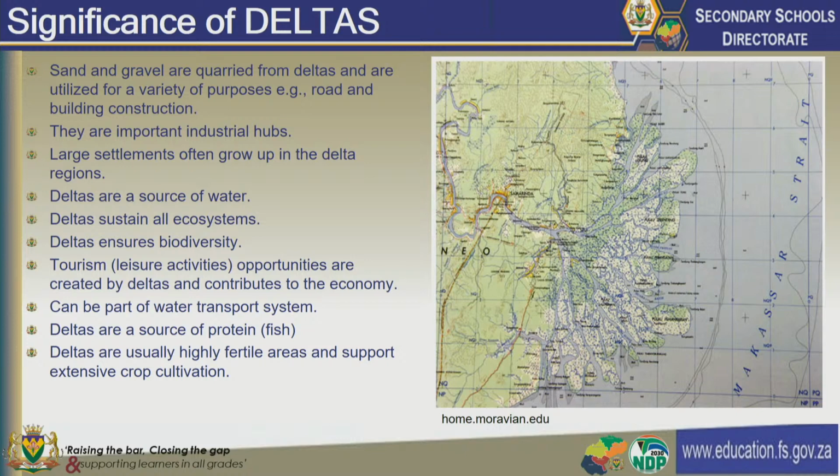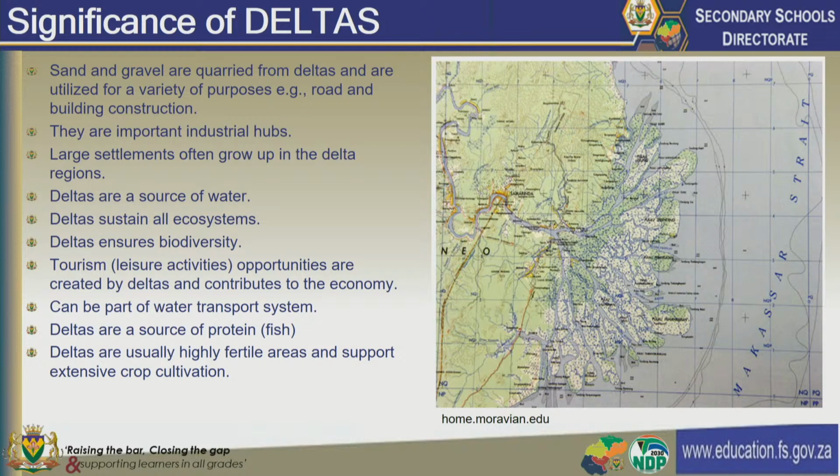With deltas, we say again, they can be part of a water transport system. It means when we have to transport goods using water, we can also use these deltas. They are a source of fish, and deltas are usually highly fertile areas. Now they can support extensive crop cultivation.